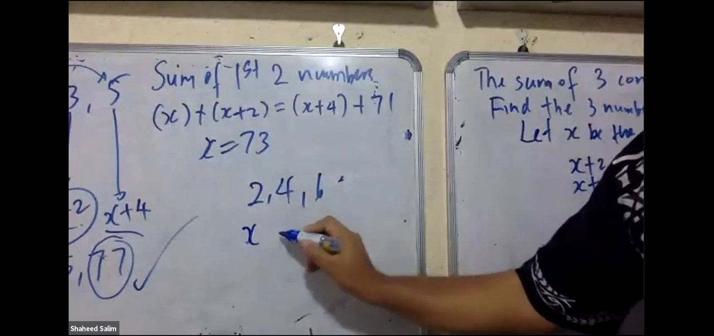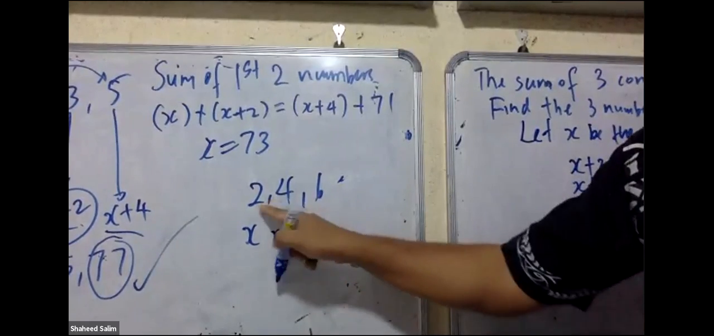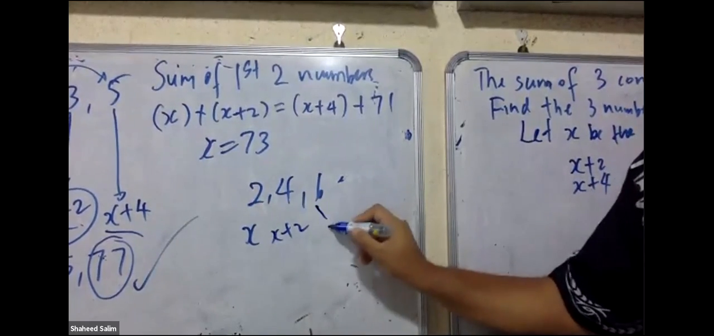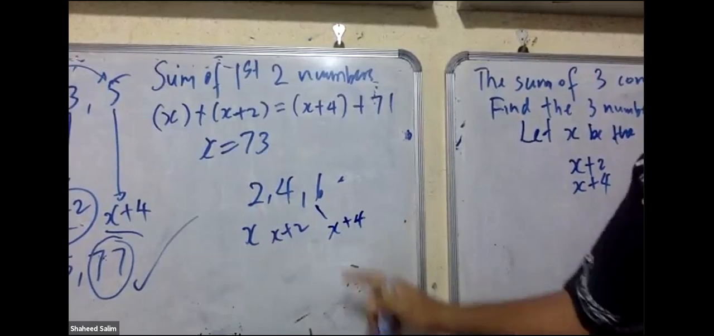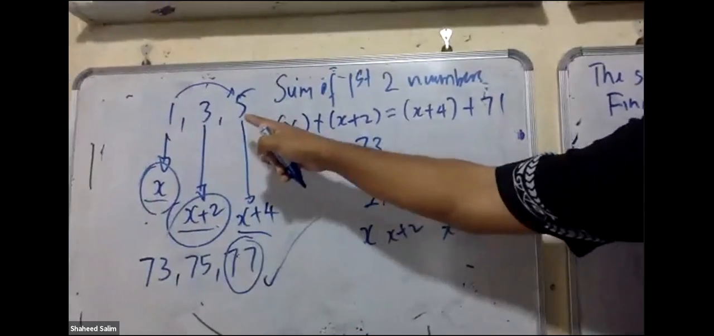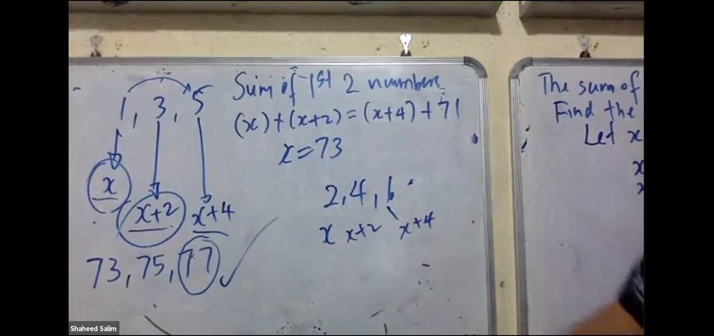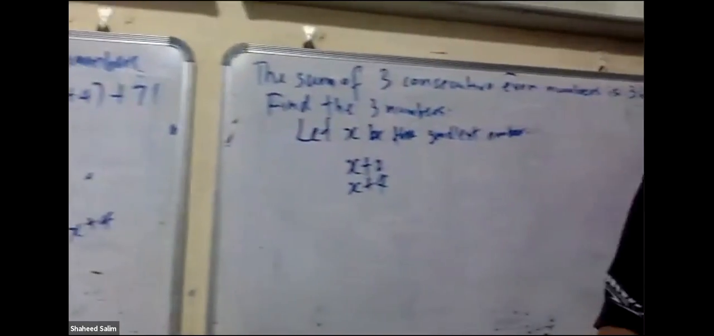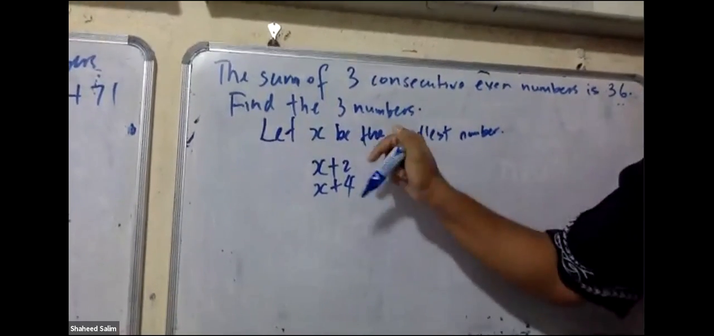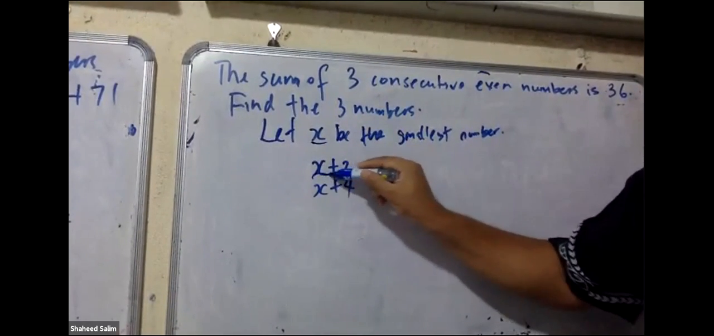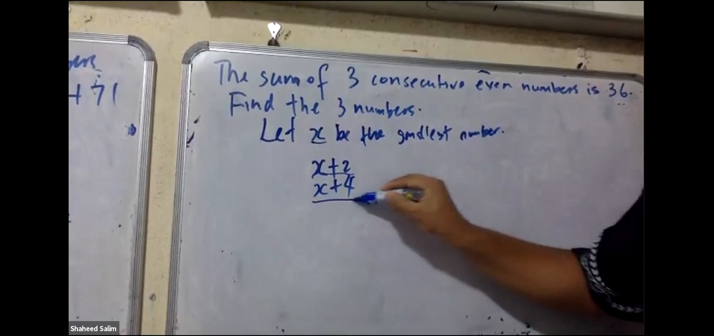If this is x, from 2 to 4, you plus 2. Correct, x plus 2. From 2 to 6, you plus 4. Okay, x plus 4. Notice it's the same as the odd number, because every number you must plus 2 to get the next consecutive number. So now down here, you know that the smallest is x, the next number is x plus 2, the third number is x plus 4.